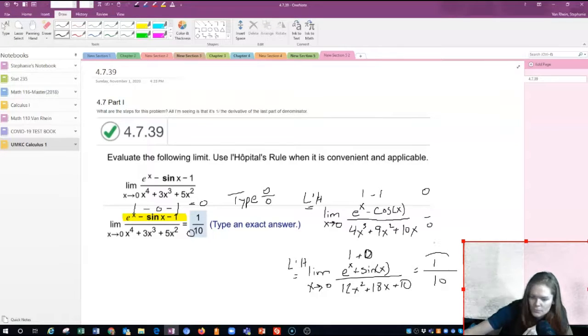So to get points on a problem like this, if it was on an exam or something, you would definitely need to show that you verified it's an indeterminate form, you applied L'Hopital's rule once, got another indeterminate form, applied L'Hopital's rule again, and then you're able to evaluate it and you get the answer of 1 over 10. So sorry my writing was a little messed up. I had to use an older piece of technology. So if you guys have any questions on it, please keep me posted.